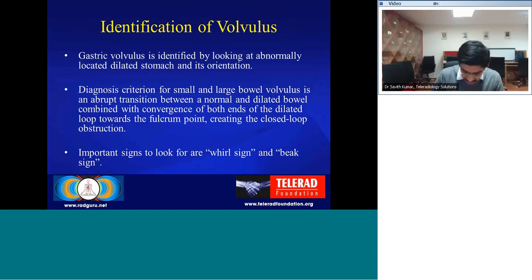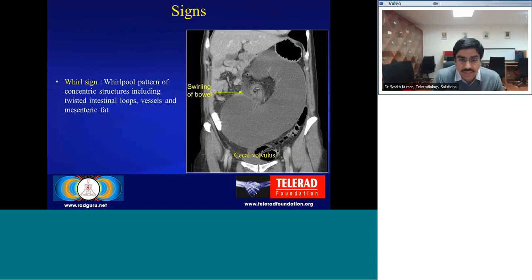Now, what is a Whirl sign? Whirl sign is a whirlpool pattern of concentric structures including the twisted intestinal loops, vessels and mesenteric fat. In a case of cecal volvulus, you have a large dilated bowel loop, and at the base of the volvulus you see a whirl sign or a swirling of the mesenteric vessels and the bowel.